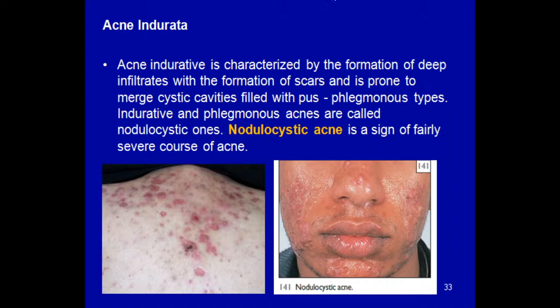Severe form of acne: acne indurata. Acne indurativa is characterized by the formation of deep infiltrates with the formation of a scar and is prone to the formation of cystic cavities filled with pus. Phlegmonous type: indurativa and phlegmonous acne can be called nodal cyst acne. Nodal cyst acne is a sign of a fairly severe course of acne.